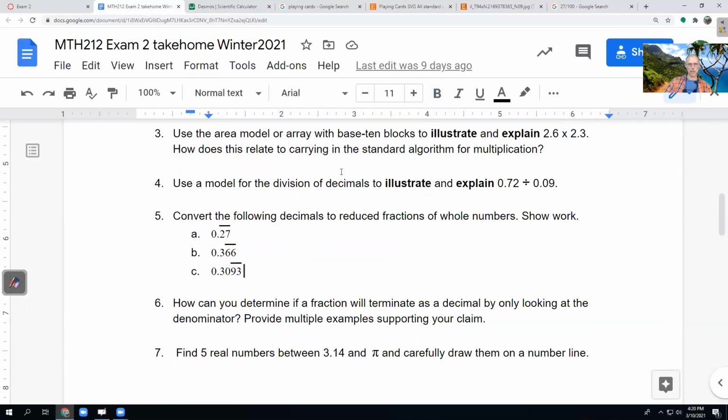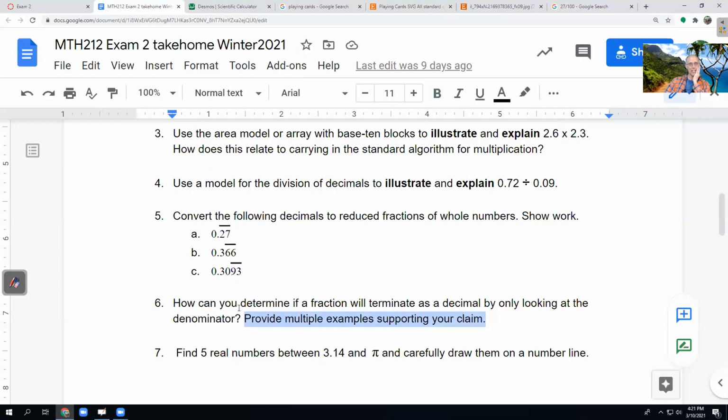And again, I'm not going to show much work right now. I just want to talk about it, because I provided my answers, and my answers were pretty detailed. How can you determine if a fraction will terminate as a decimal by looking at the denominator? Provide multiple examples supporting your claim.